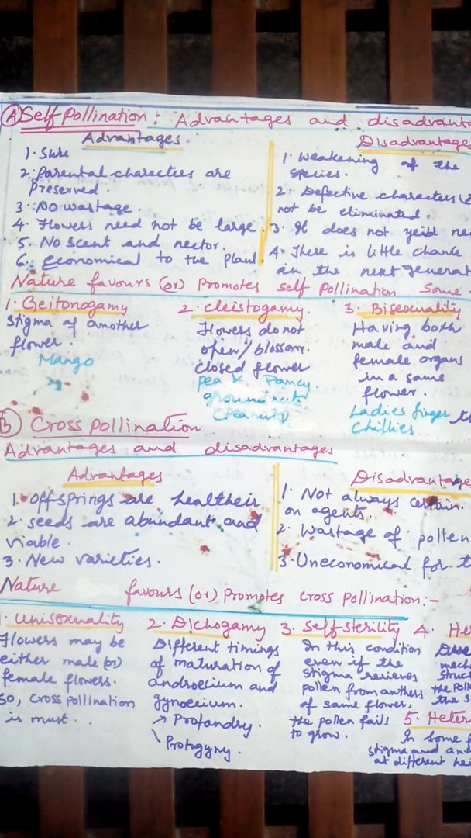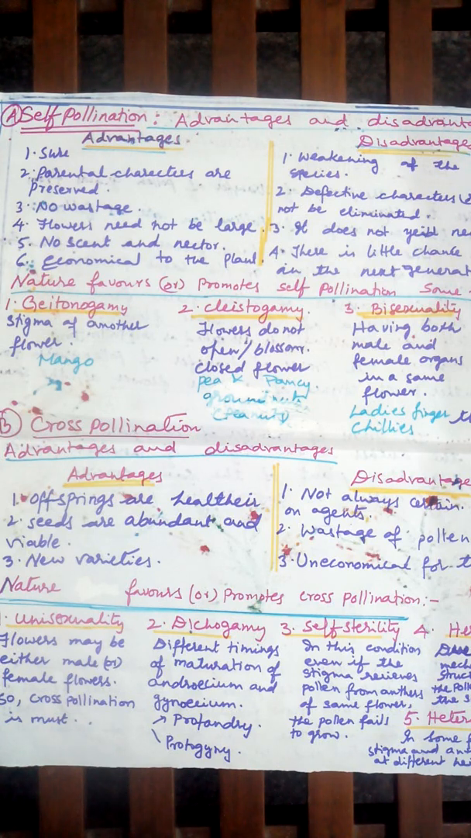So the parental characters will be preserved. There is no wastage of pollen grains. Even a small quantity of pollen will suffice. That is, it is sure, same house. Whatever is cooked, we'll eat, isn't it? Suddenly a guest comes, only then a problem. Like that, here also, this pollen grain is self-pollination. However much pollen is produced, it is sure that it is going to pollinate.